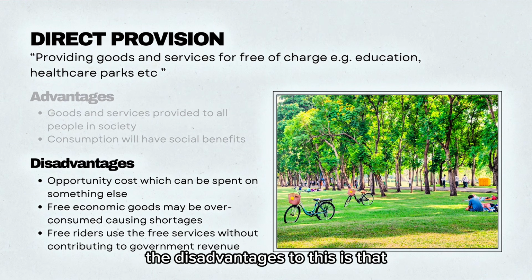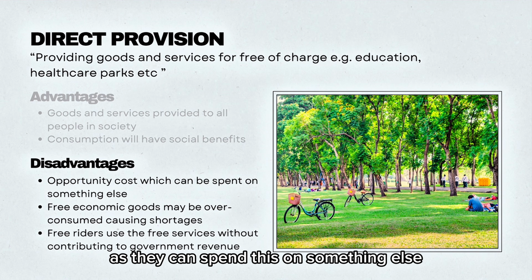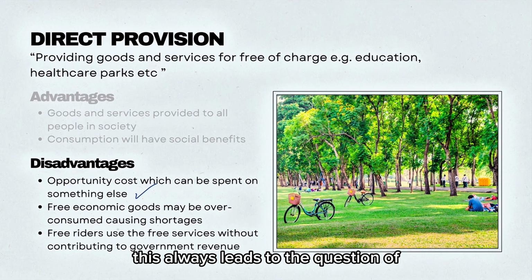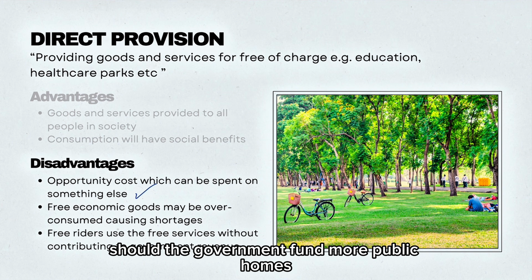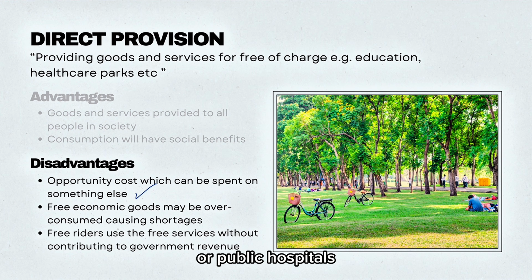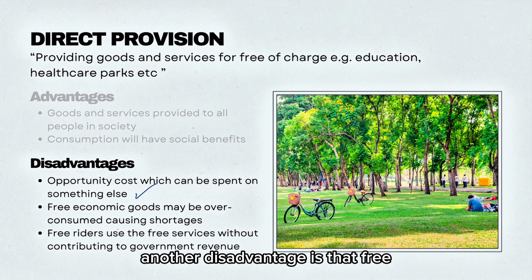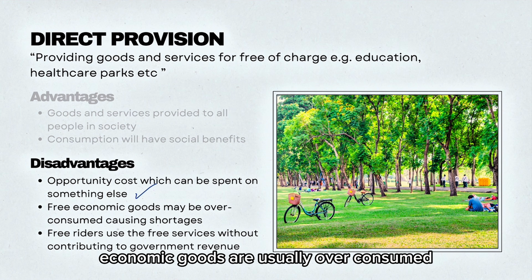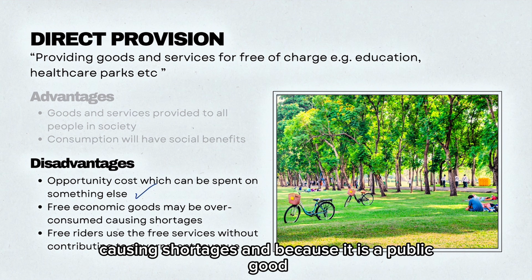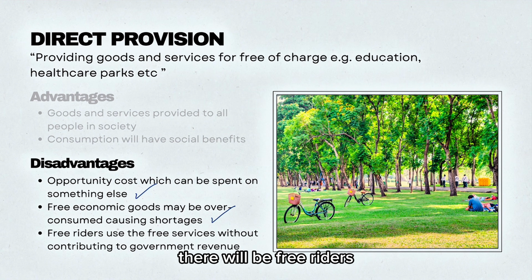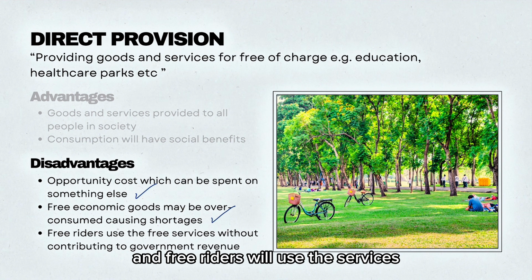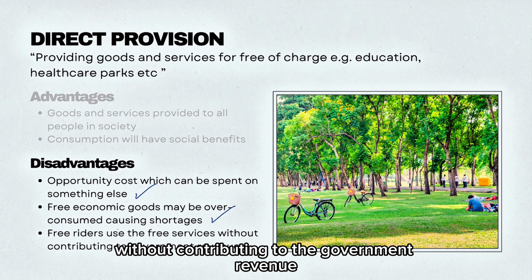The disadvantages to this are that there's an opportunity cost, as they can spend this on something else. This always leads to the question of, should the government fund more public homes or public hospitals? Another disadvantage is that free economic goods are usually overconsumed, causing shortages. And because it is a public good, there will be free riders, and free riders will use the services without contributing to the government revenue.